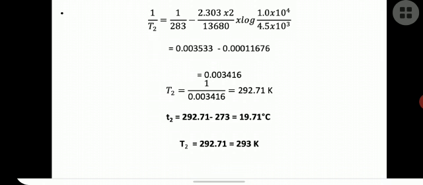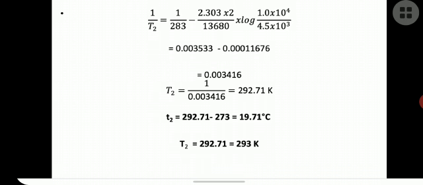Now by substituting the values in the equation, we get 1 upon T2 is equal to 1 upon 283, its value of T1, minus 2.303 R, where R is 2, divided by energy of activation 13680 into log of 1 into 10 raised to 4, that is K1, divided by K2, which is 4.5 into 10 raised to 3. Now when you solve this one, we get the value 0.003533 minus 0.00011676.